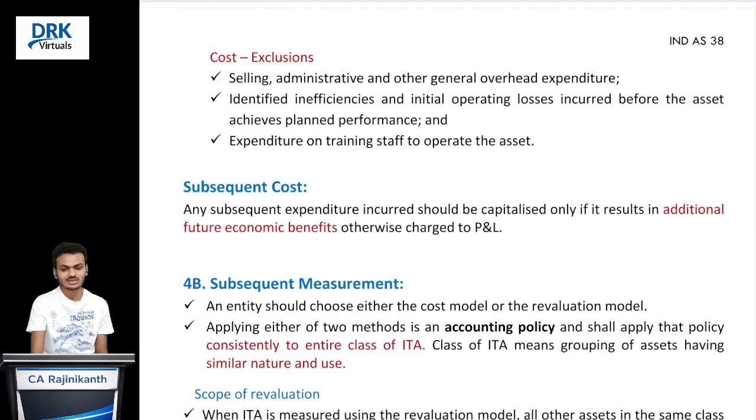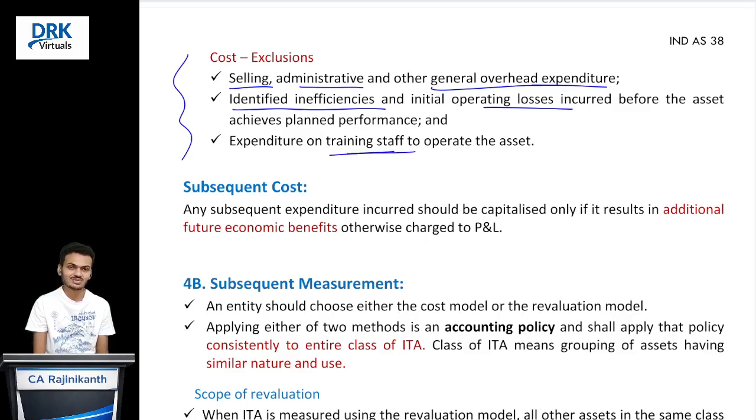And cost exclusions, you can guess this: selling expenses, administration expenses, other general overhead expenses we should not capitalize. And cost of identified inefficiencies or initial operating losses, this should not be capitalized, and staff training costs also we should not capitalize. So till now what we have discussed is only to the extent of passing that journal entry, intangible asset account debit to bank or cash account amount. So we determined the amount for different modes of acquisitions.